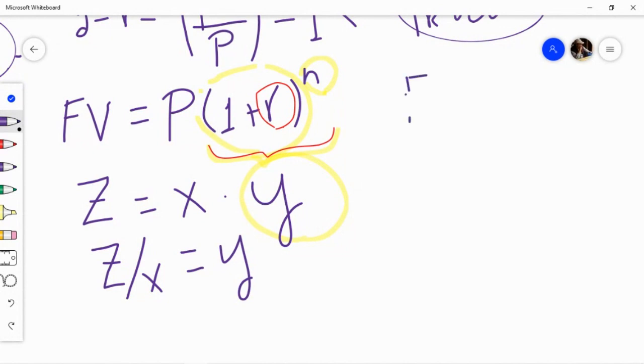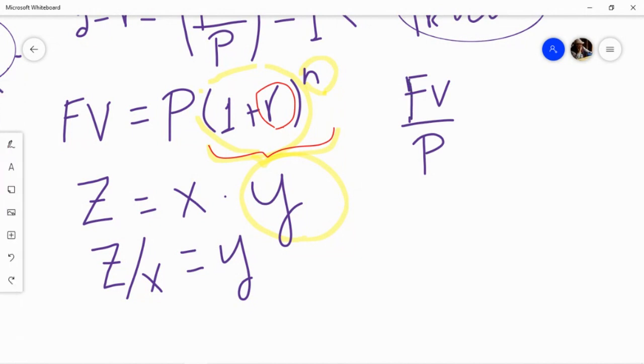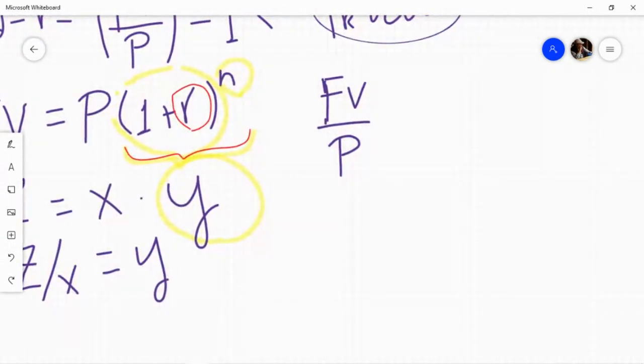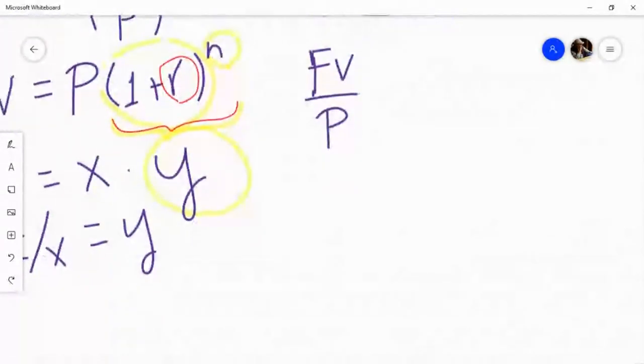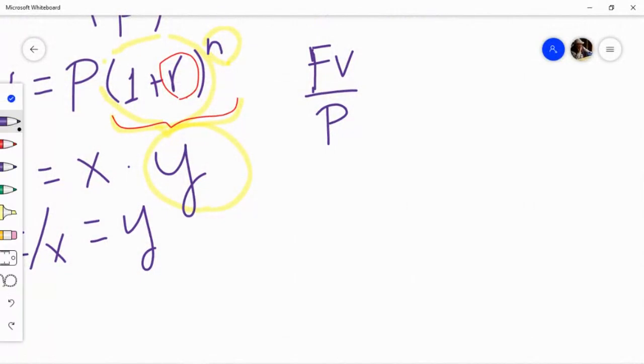The left-hand side will be FV over P, and the right-hand side will be 1 plus r raised to n.